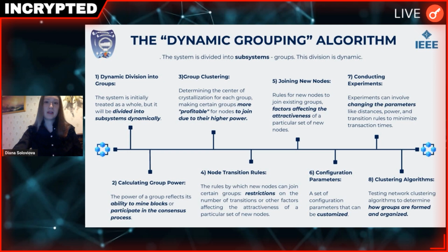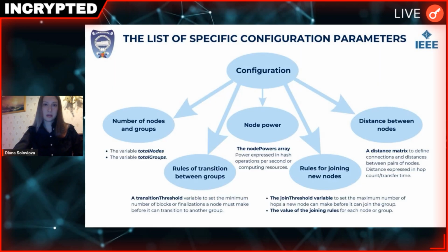Also, factors affecting the attractiveness of a particular set of new nodes. Then we have to set configuration parameters that can be customized. We will speak about this in more detail later. And then we have to conduct experiments, of course. Experiments can involve changing parameters like distance, power, and the transition rules to minimize the transaction times. Finally, testing the network clustering algorithm to determine how groups are formed and organized.